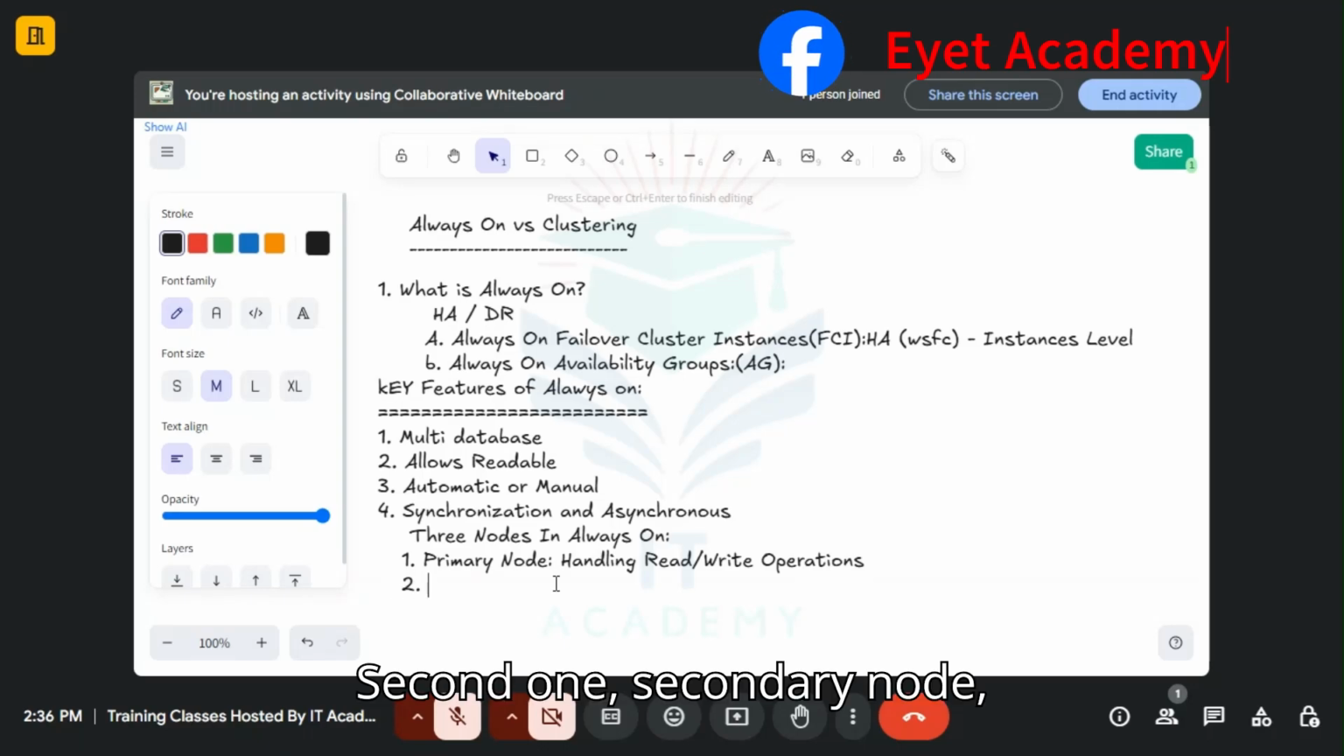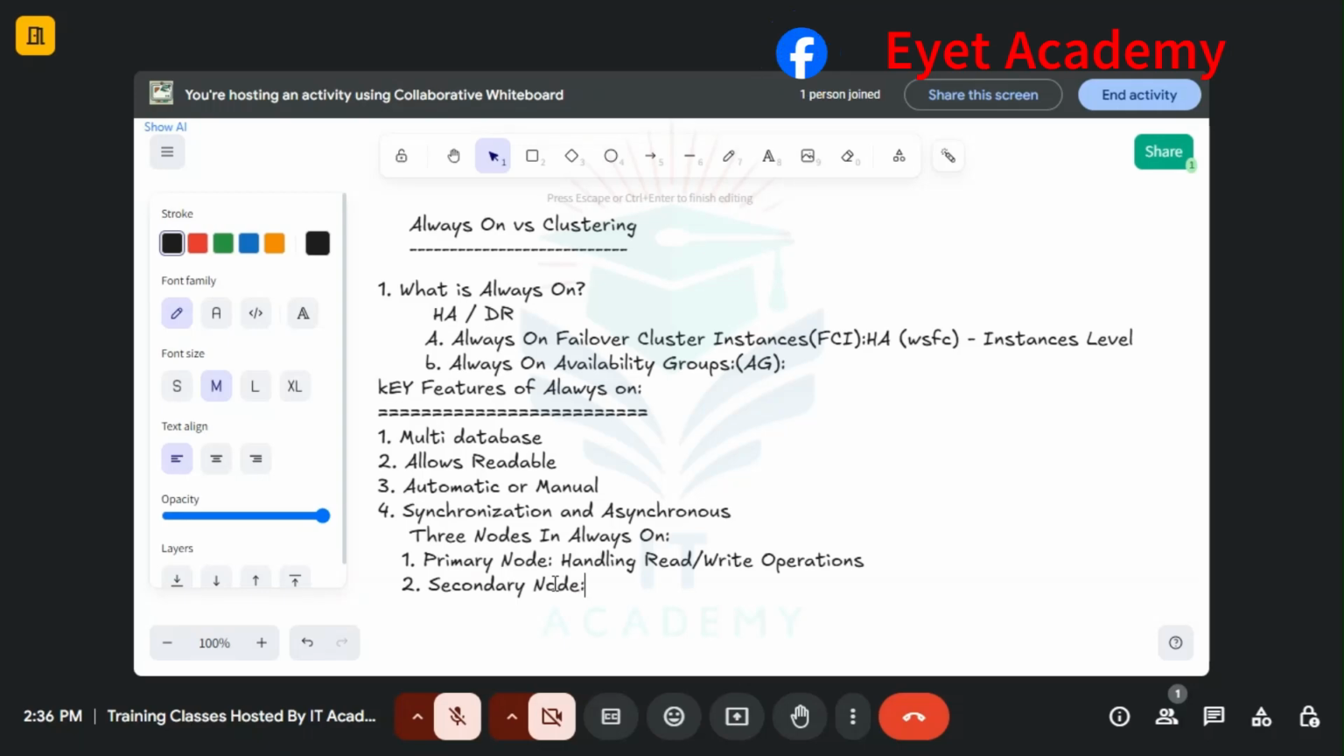Second one, the secondary node. Replicas used for high availability, disaster recovery, or read-only workloads.